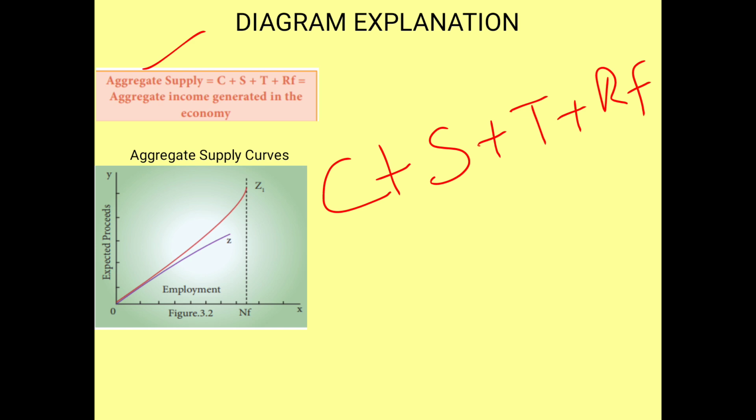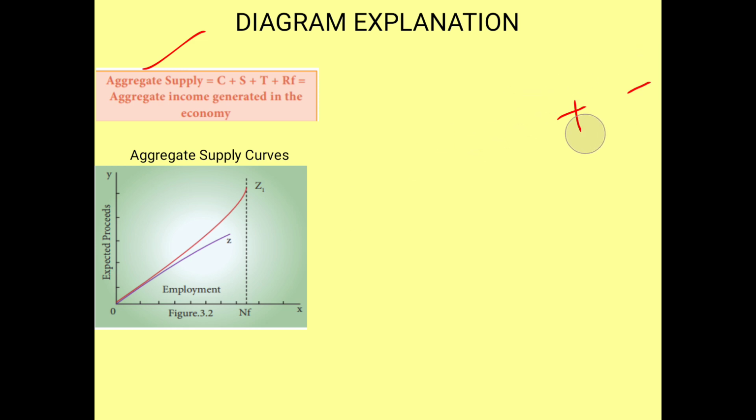Okay, what does C stand for? All of us know C stands for consumption expenditure. What does S stand for? Saving. T stands for tax payment, and RF stands for transfer payment, the transfer payment which we pay to the foreigners. You understand? This is called transfer payment. So you should know this equation.